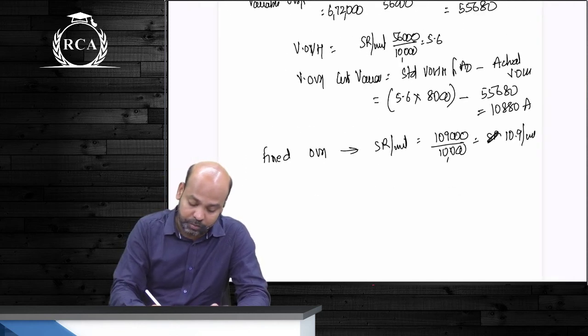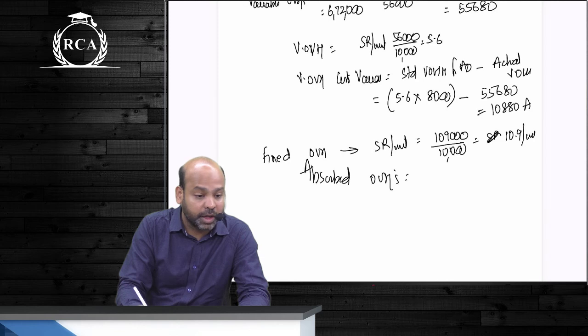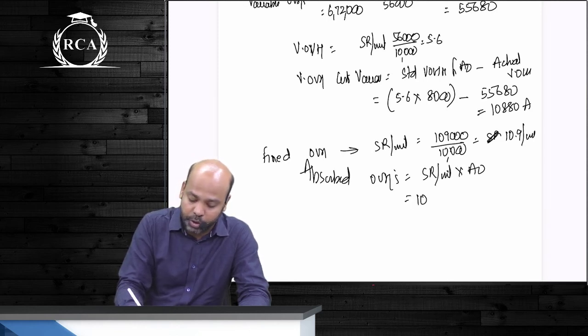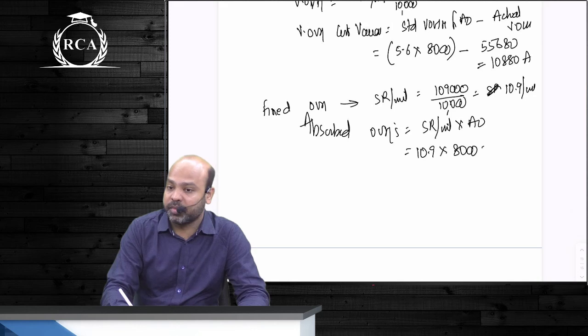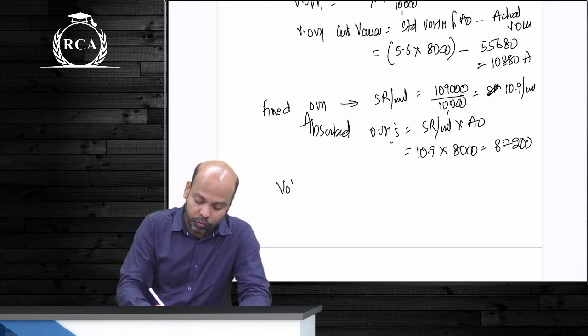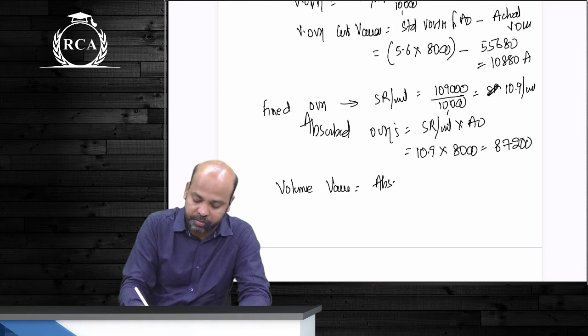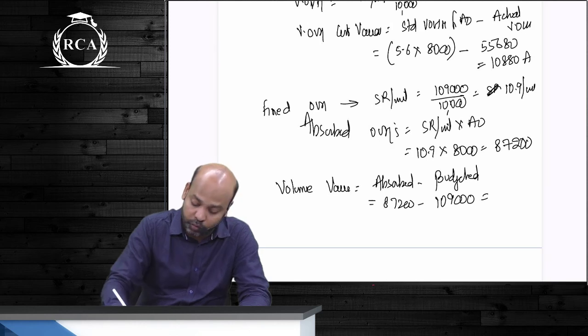How will you compute absorbed overheads now? Shouldn't you multiply the standard rate per unit with actual output? So that would be 10.9 multiplied by an actual output of, how much will this be? Now you can compute volume variance. Your volume variance is going to be absorbed overheads minus budgeted overheads. Your absorbed overheads are 87,200, budgeted is 1,09,000. How much will be your volume variance?